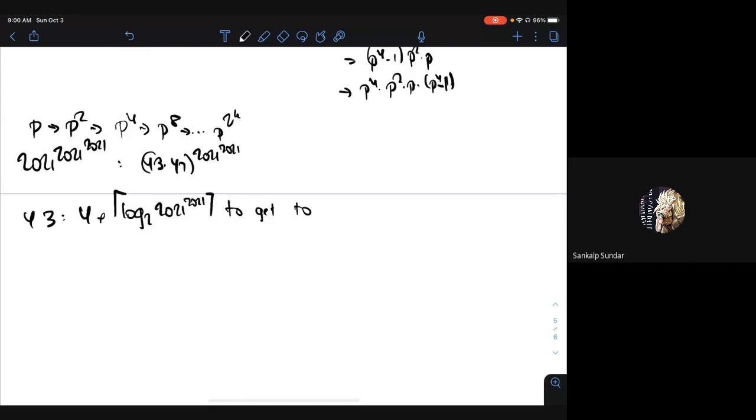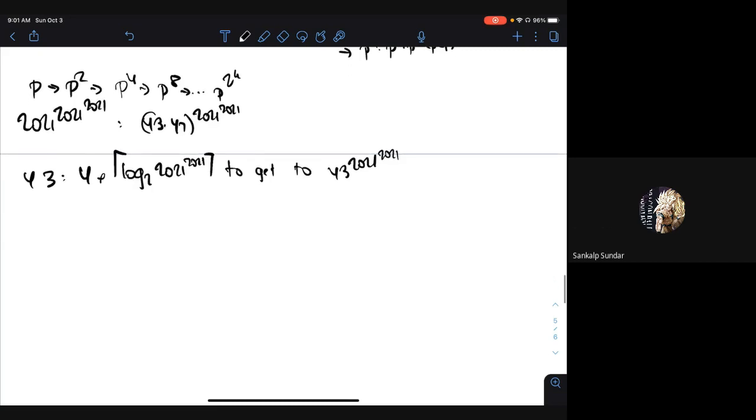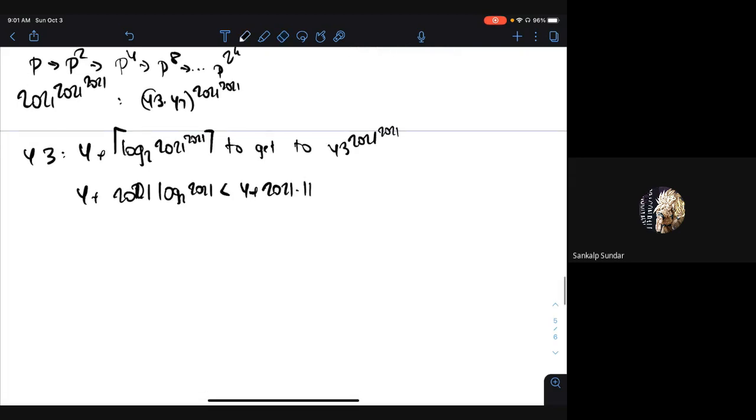I guess it's ceiling of log because we need the exponent to be larger. So 4 plus log 2 of 2021 to the power of 2021 to get to 43 to this power. Fine. So now this log 2 of 2021 to the power of 2021 is equal to 2021 log 2 of 2021, times what, 11. It's less than this. So it's less than 4 plus 2021 times 11.